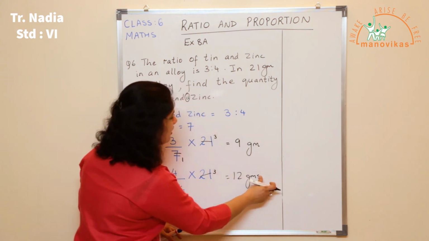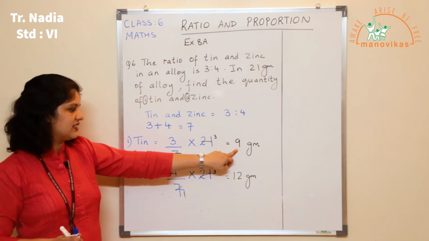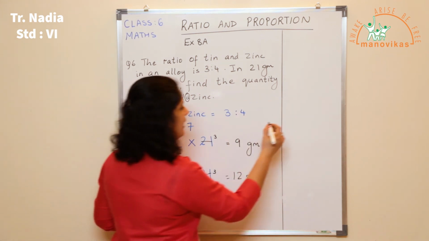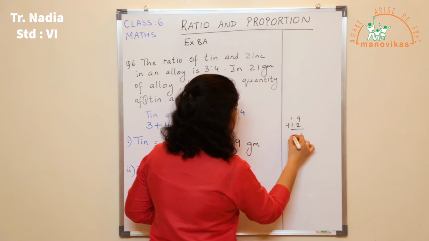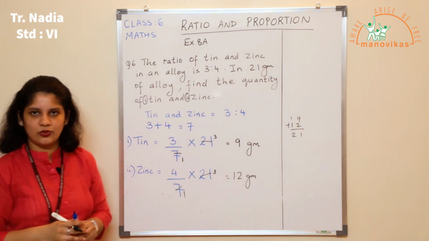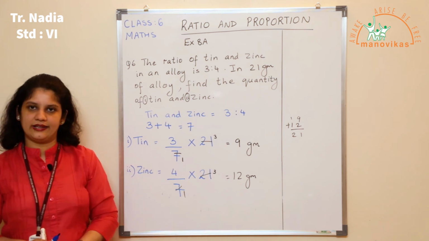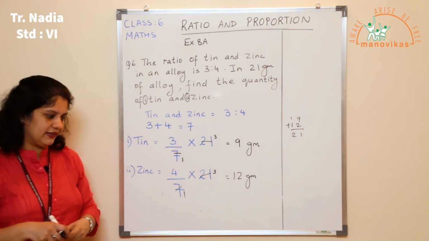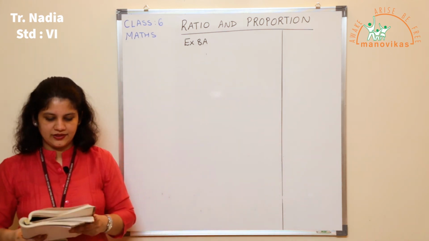Okay, so in this alloy, 21 gram of alloy, 9 gram is tin, 12 gram is zinc. You all can always verify by adding 9 plus 12. See, you all are getting the total as 21. So the 21 gram of alloy has 9 gram of tin and 12 gram of zinc. And this is how you find the quantity of the metal. Okay, now let's move to the next one. The next one is a similar one.